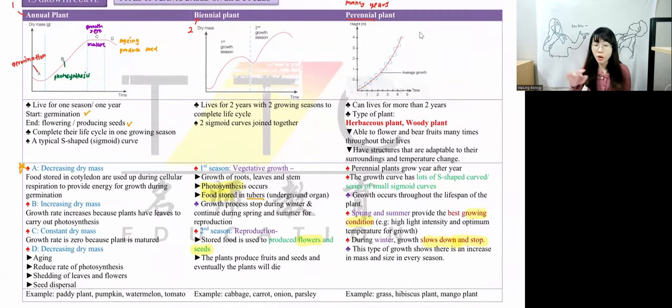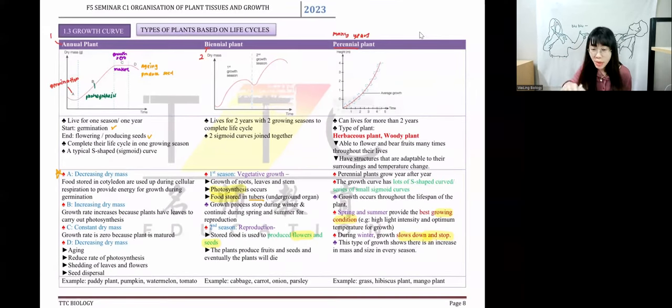In exam, they will give you a graph. They will ask you, what are the examples of fruits? They will ask you to explain the graph. But most likely, they will ask you about annual plant, because annual plant has the most graph that you can explain. So most of the time, they will ask you about annual plants. Okay? So let me give you a summary of what you have to study in chapter one, guys.